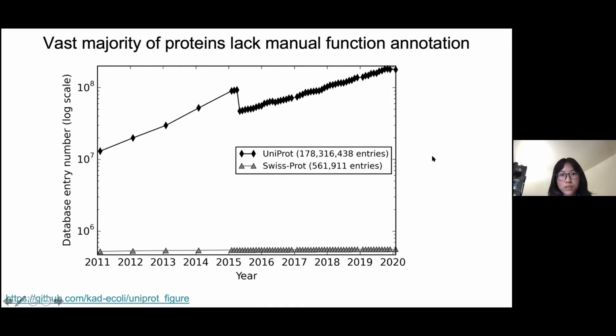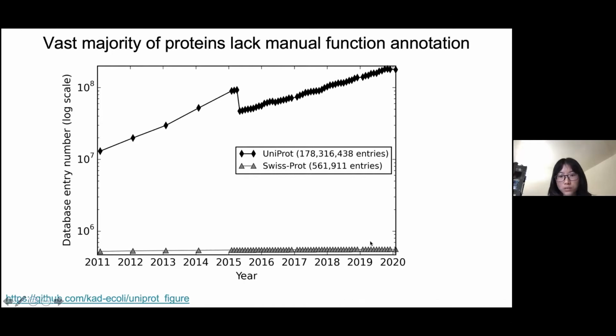Here we can see that most proteins lack manual function annotation. The upper line shows the number of protein sequences in the UniProt database. In 2020, there are more than 180 million protein sequences.